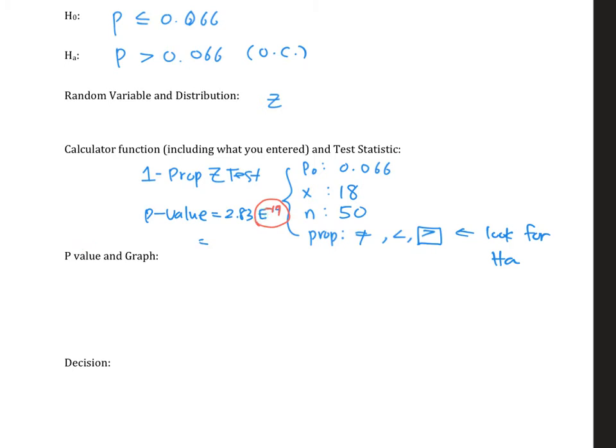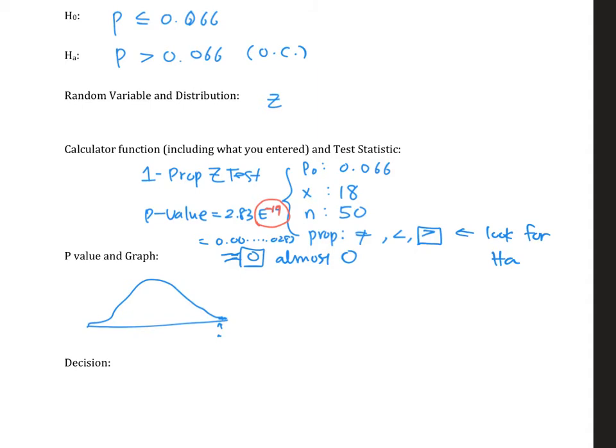So basically it's 0.0000283. It's almost 0, right? So the p-value is almost 0. If I were to graph it, it's a right tail because HA points to the right, and your sample is basically here. So this is your p-value, almost 0. So this is a very, very unusual event, right?